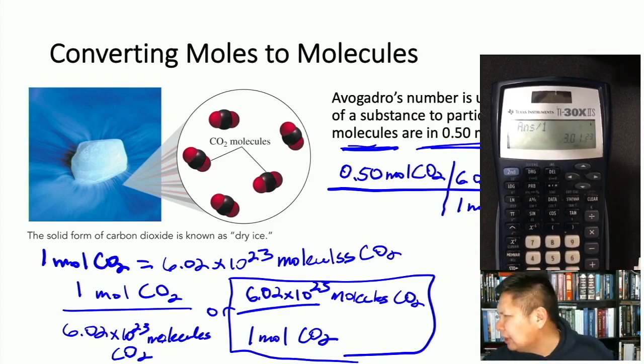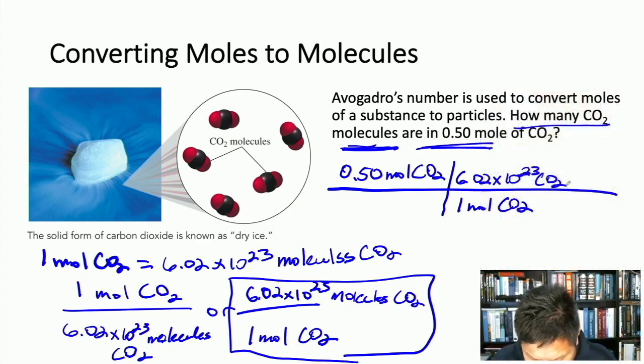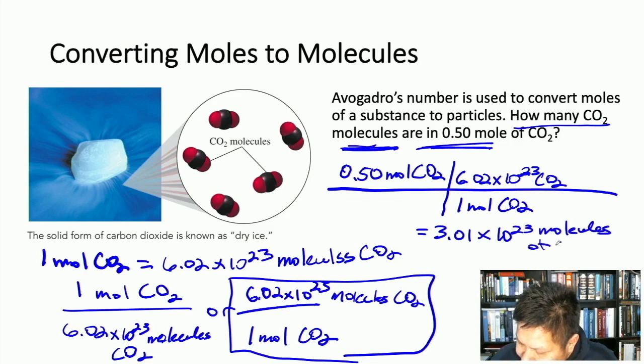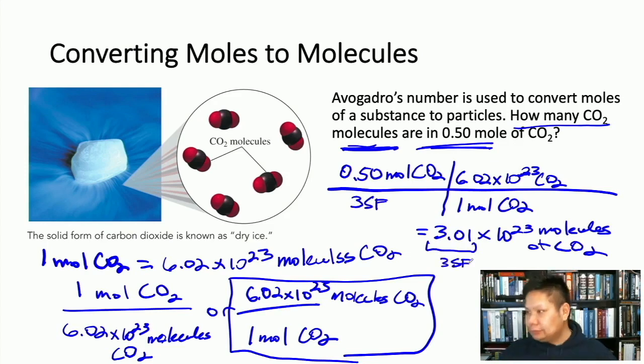I'm going to move the calculator out of the way now, since we did the calculation already. The answer is then 3.01 times 10 to the 23rd molecules of CO2, right? And remember, we're still doing significant figures here. There's 3 significant figures there, right? That means we need to have 3 significant figures here. That's 3 already. So we're good. Okay.